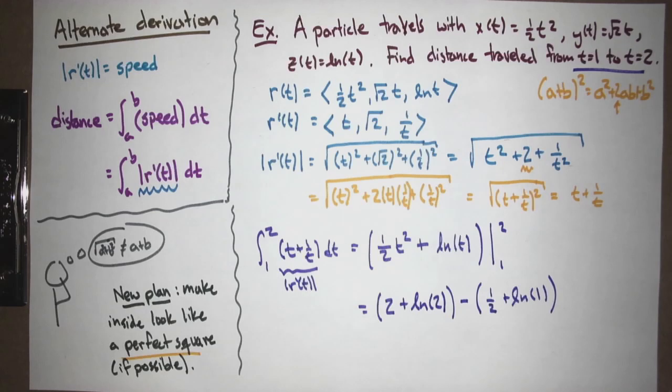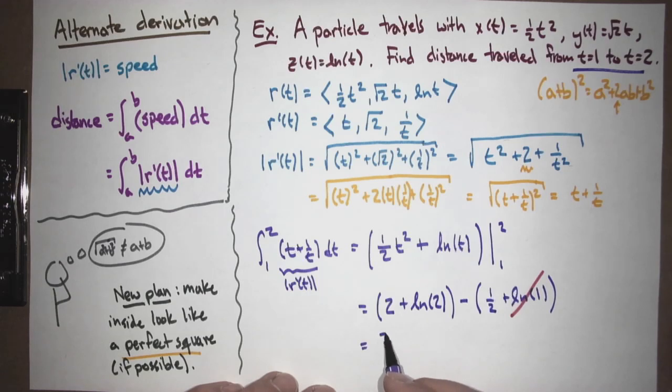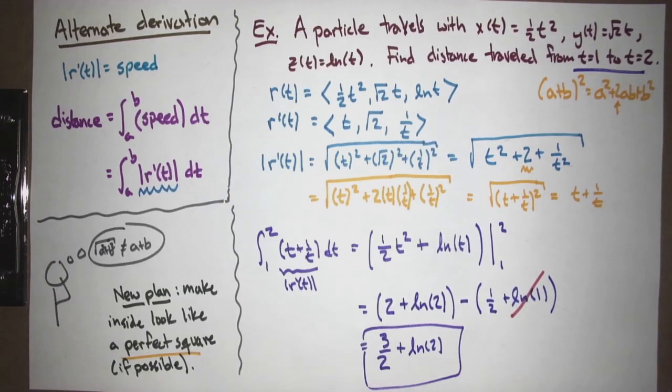Can we simplify any of these terms? Yeah, log of 1 is 0. Woohoo! It's gone. Anything else we can do? Yeah, okay, 2 minus a half. What is 2 minus a half? 3 halves. Or for engineers, 1.5000. And log 2, which we can write as log 2. And we're done. That's it. So there we go. That's our distance.